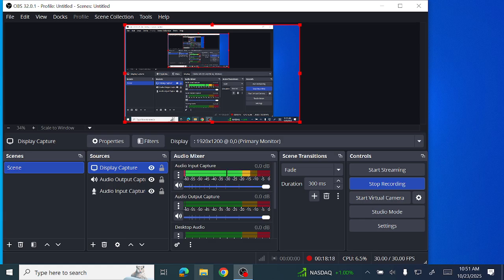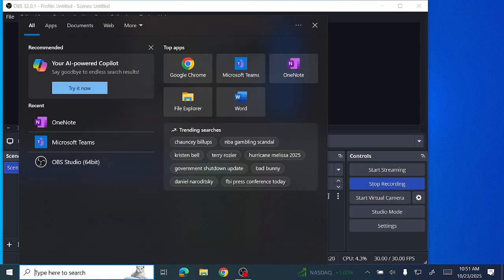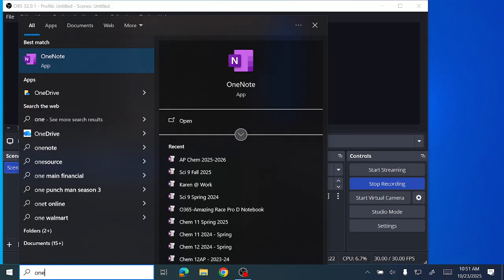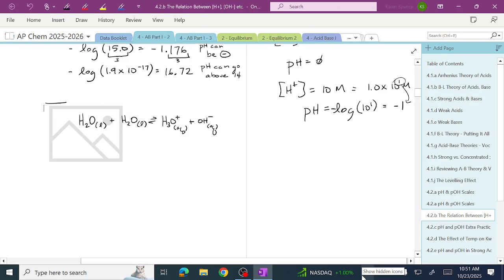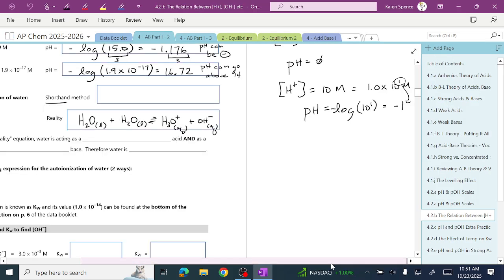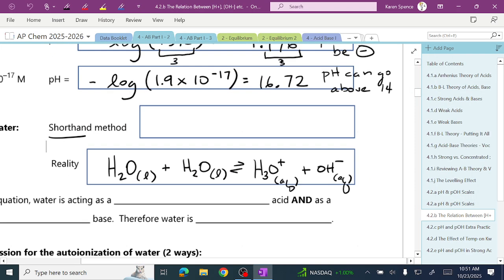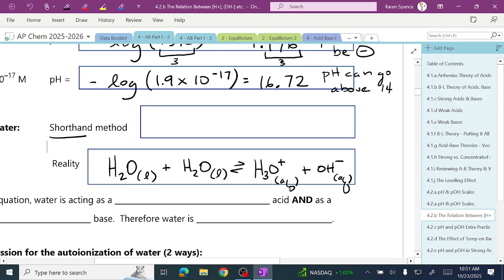Where did my OneNote go? There we go. Okay. So the shorthand method for doing this is a shortened version. You should know the word shorthand. It will come up with old people like me.